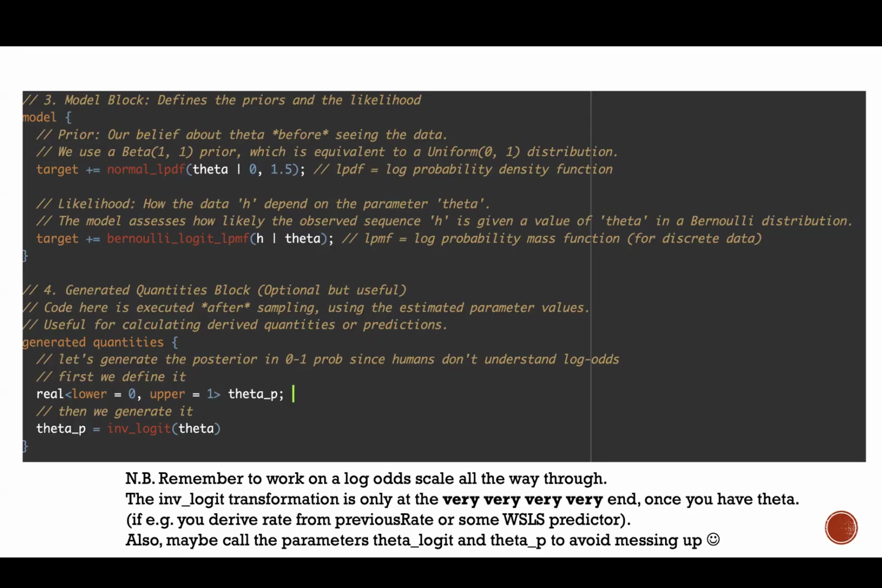Yes, so this is again a message from students from the past. Remember, only do the inverse logit at the very, very end when everything else has been run, because in previous years, people got lost: each separate component was inverse logited, and then the results didn't make sense. And also maybe call the parameters not theta and theta p, but theta logit and theta p, so you're very, very explicit about what is going on.